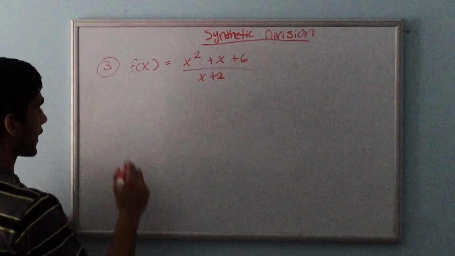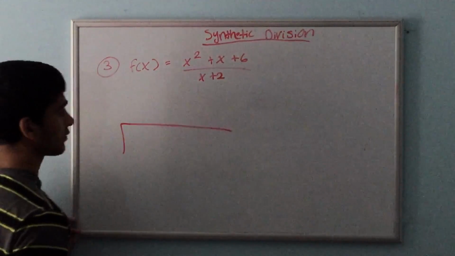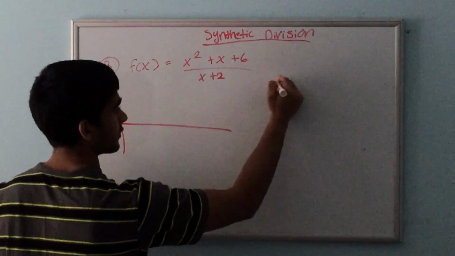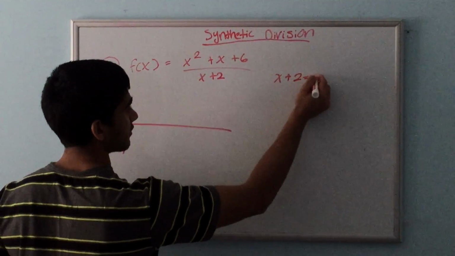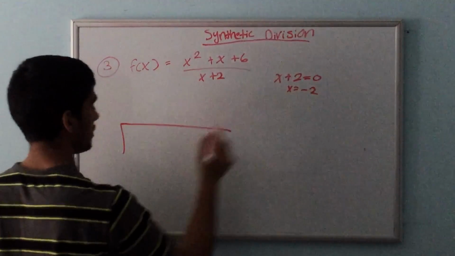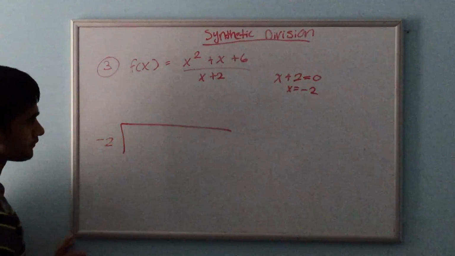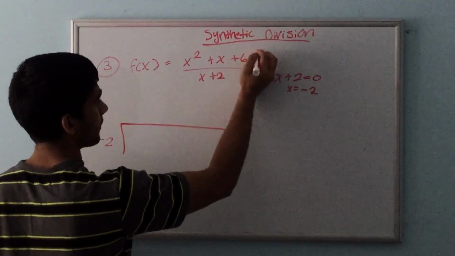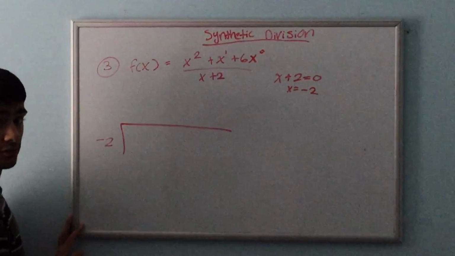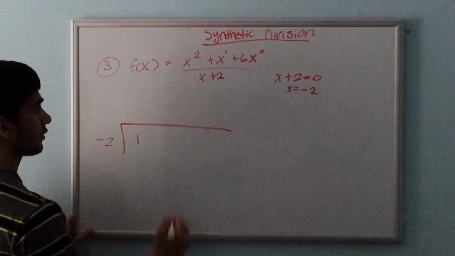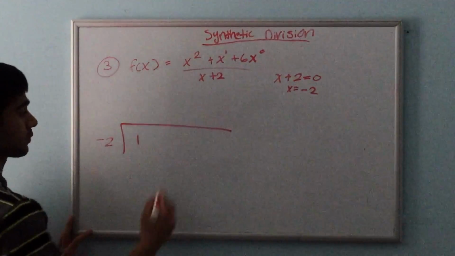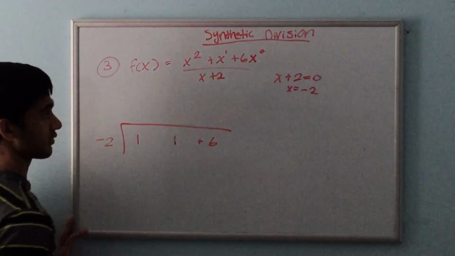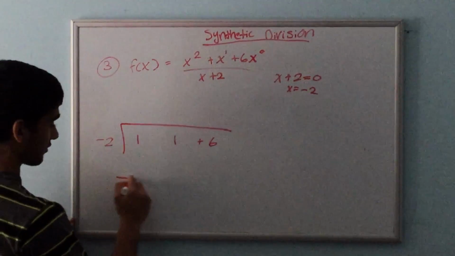So what we do is, again, set up the synthetic division box. What goes in here is the opposite of the denominator. So we set the denominator equal to 0 and solve for x. X equals -2. So -2 goes over here. Then we write the coefficients. Keep in mind, this is x to the 0th power, this is x to the first power, so we have all the coefficients. So we can write 1, because it's just x squared, plus 1, because it's just x, plus 6, this is in front of the x to the 0th, and then we can begin synthetic division.